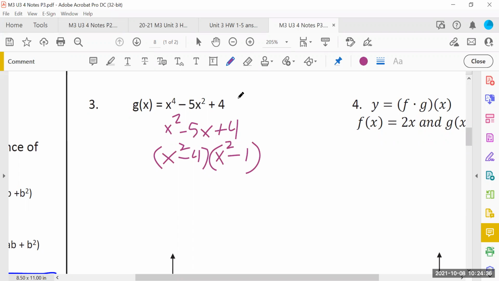What have I been calling? I said we're going to have a bunch of these. Difference of squares. Those are both difference of squares. Does that make sense to everybody? So I'm going to factor them again.